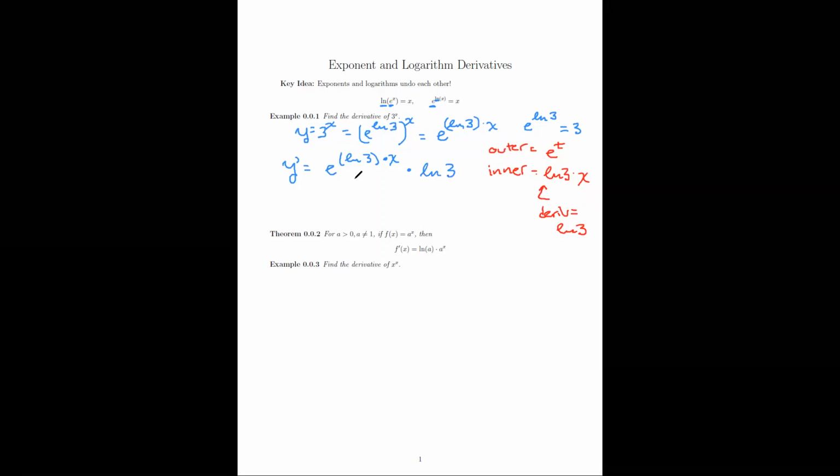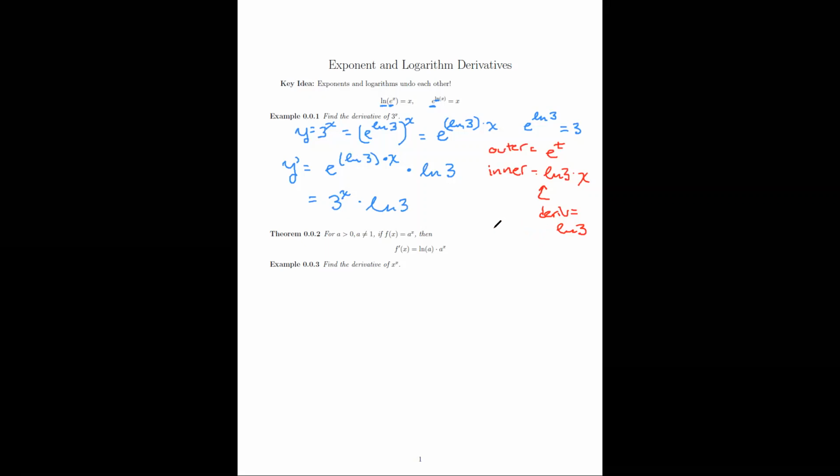Okay. Now, this is a little bit messy still, but I can notice here that the e and the natural log cancel each other out. So I can just rewrite this as 3 to the x times natural log of 3. All right, so that's how we would find the derivative of this.